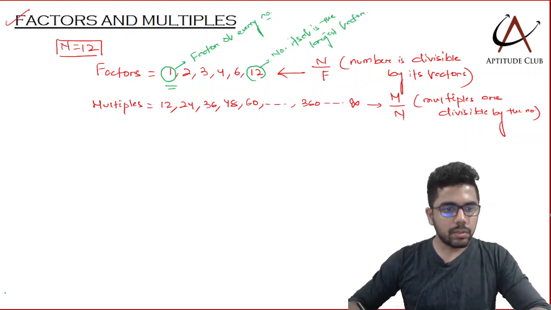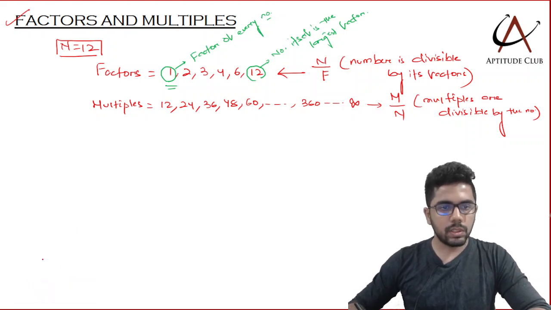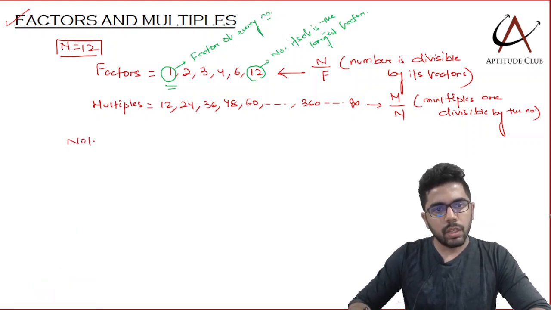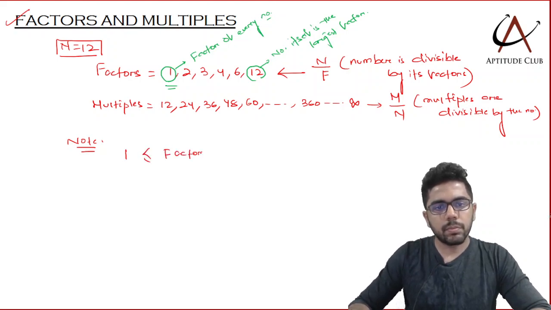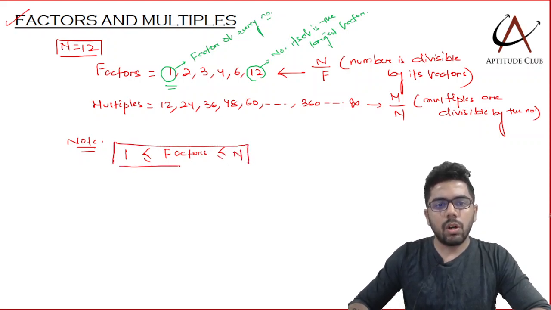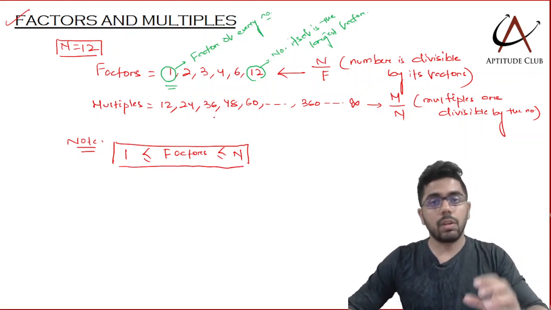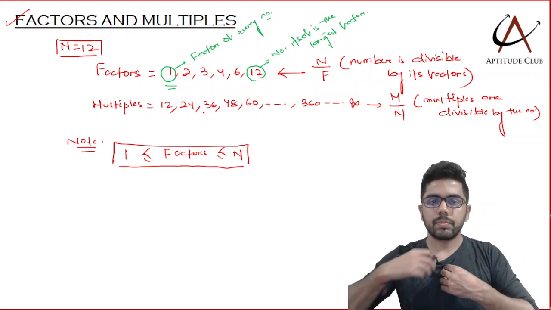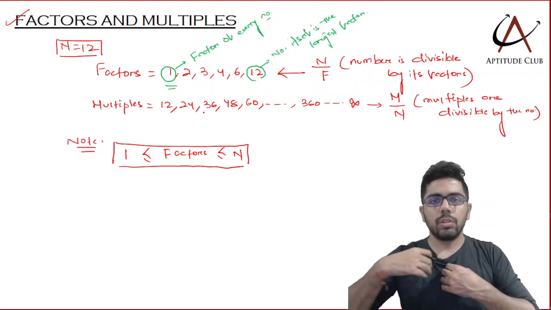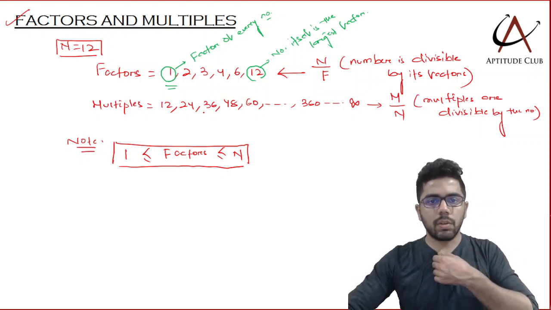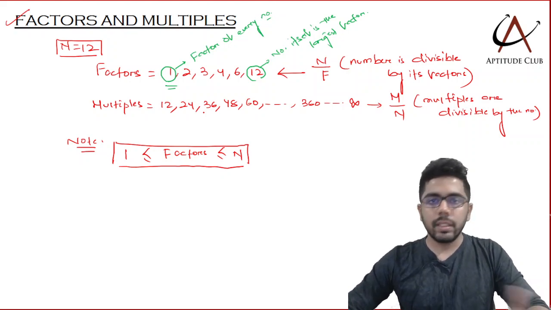So that gives us a very important conclusion. What is that conclusion? That all my factors are greater than or equal to 1 and less than or equal to the number. Let us say N is my number. All the factors are greater than or equal to 1 and less than or equal to the number. Because 1 is the smallest factor, you start with 1 and you go till N.